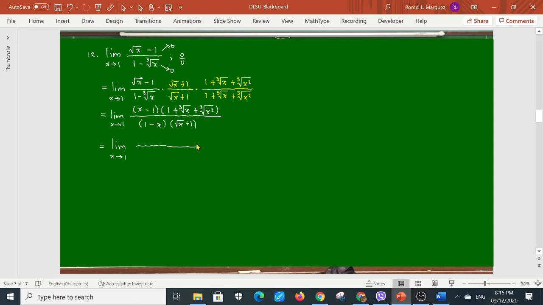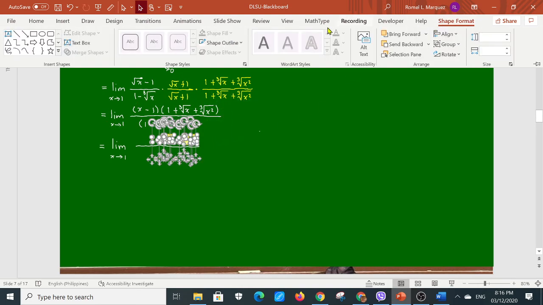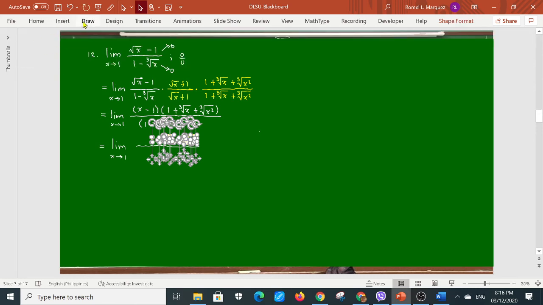So, copy. Put it there. This is what remains. This is negative now, so I cancel, but negative. Then the denominator is square root of x plus 1. Is that clear, guys?